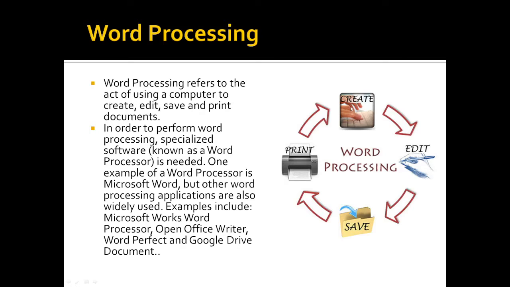So in order to perform word processing, specialized software known as a word processor is needed. One example of a word processor is Microsoft Word, but other word processing applications are also widely used. Examples include Microsoft Works or Microsoft Works Word. Then we also have Open Office Writer, WordPerfect, and Google Drive Document.